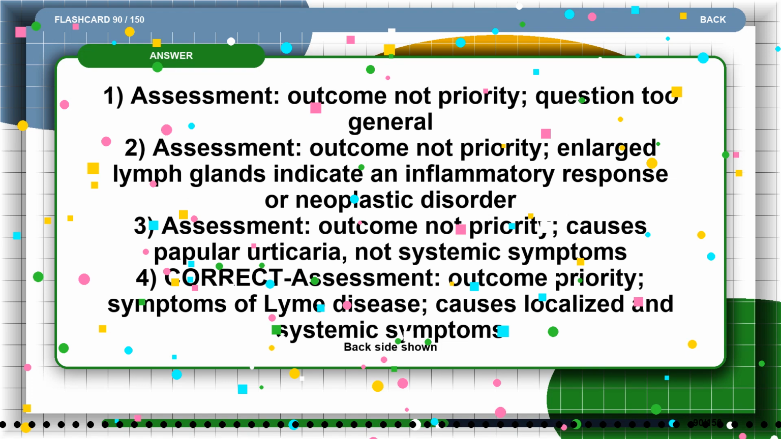The answer is 1. Assessment. Outcome not priority. Question 2. General 2. Assessment. Outcome not priority. Enlarged lymph glands indicate an inflammatory response or a neoplastic disorder. 3. Assessment. Outcome not priority. Causes papular urticaria, not systemic symptoms. 4. Correct assessment. Outcome priority. Symptoms of Lyme disease, causes localized and systemic symptoms.